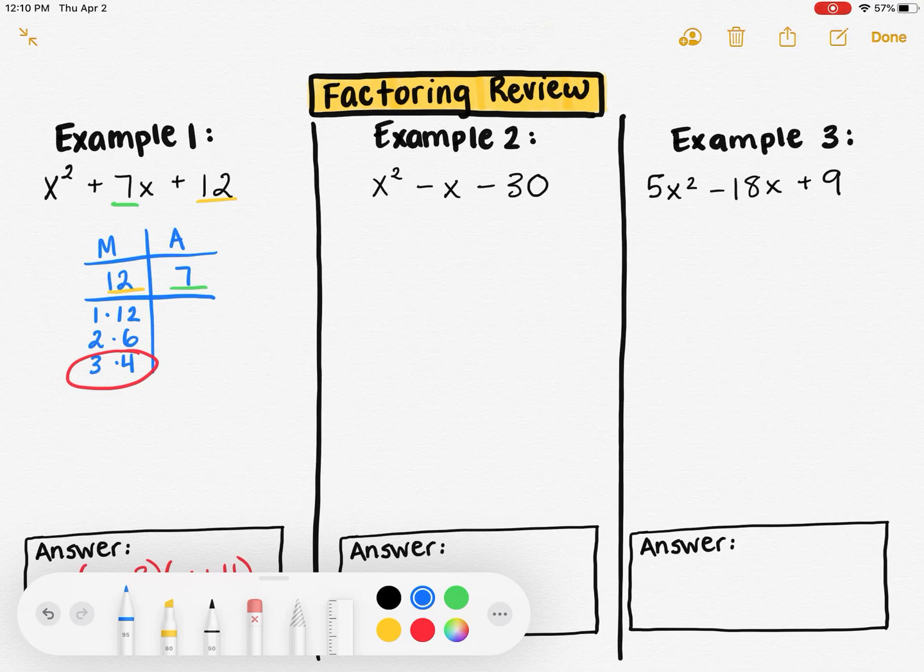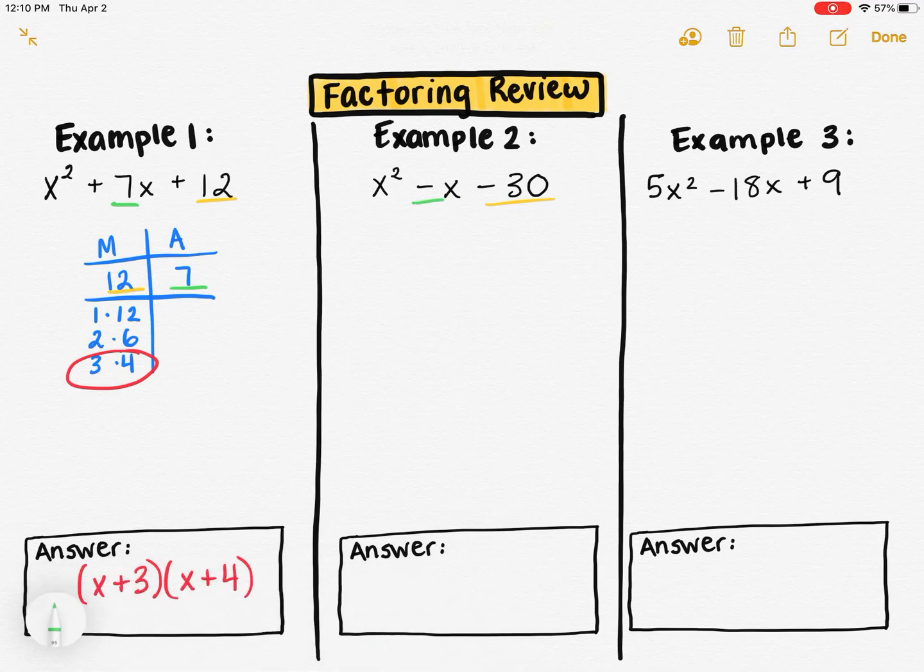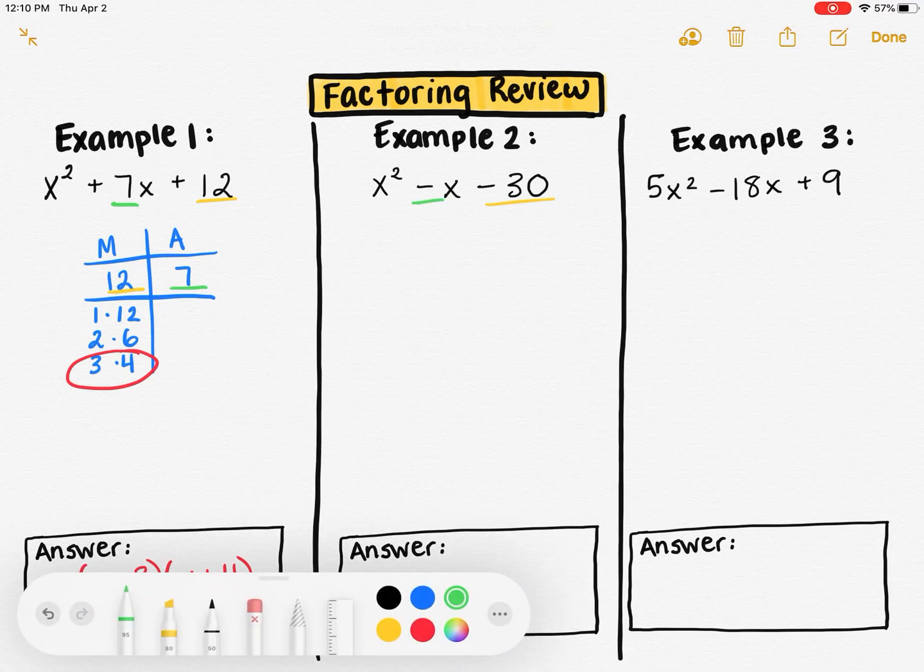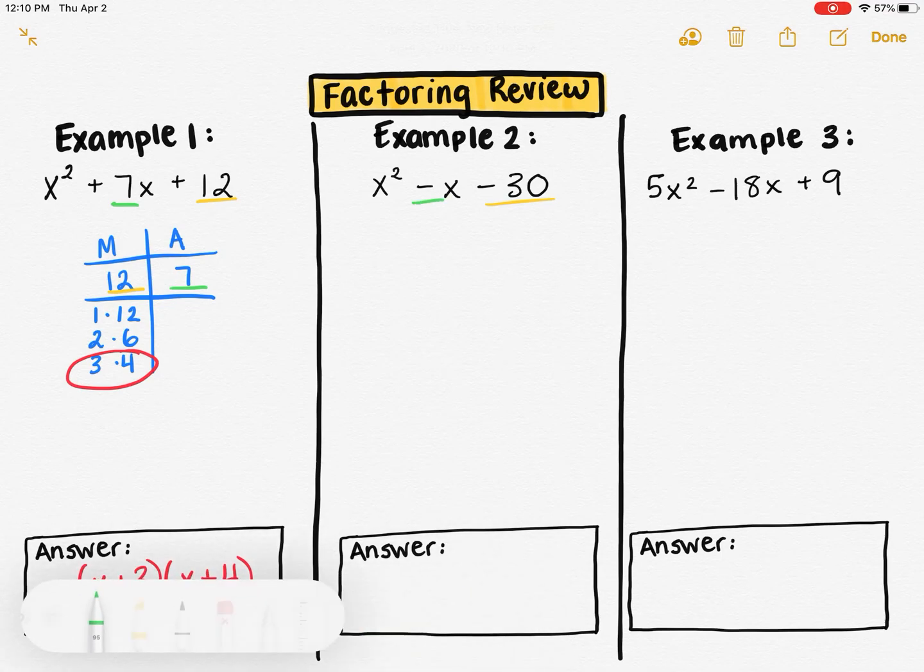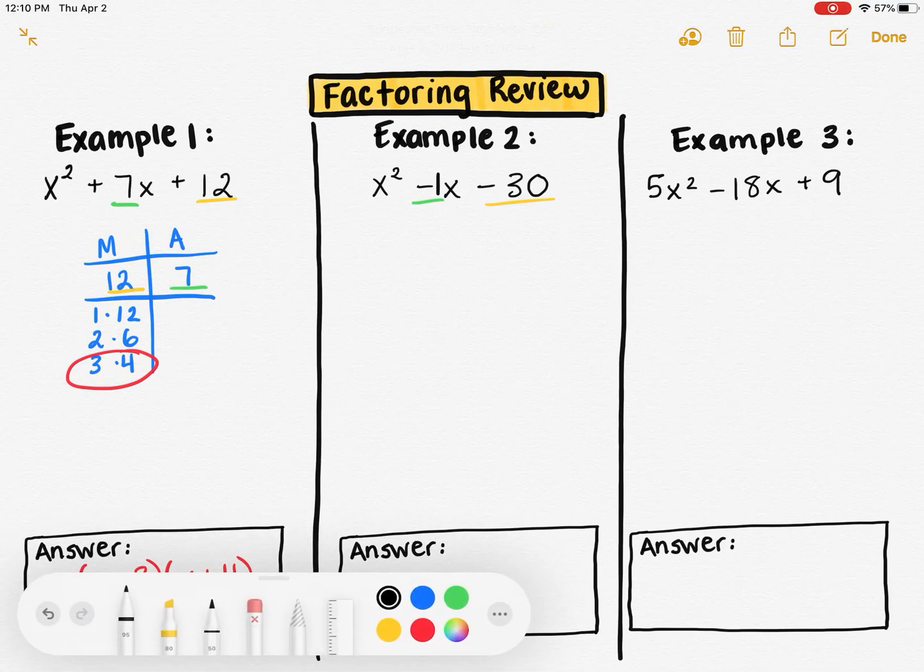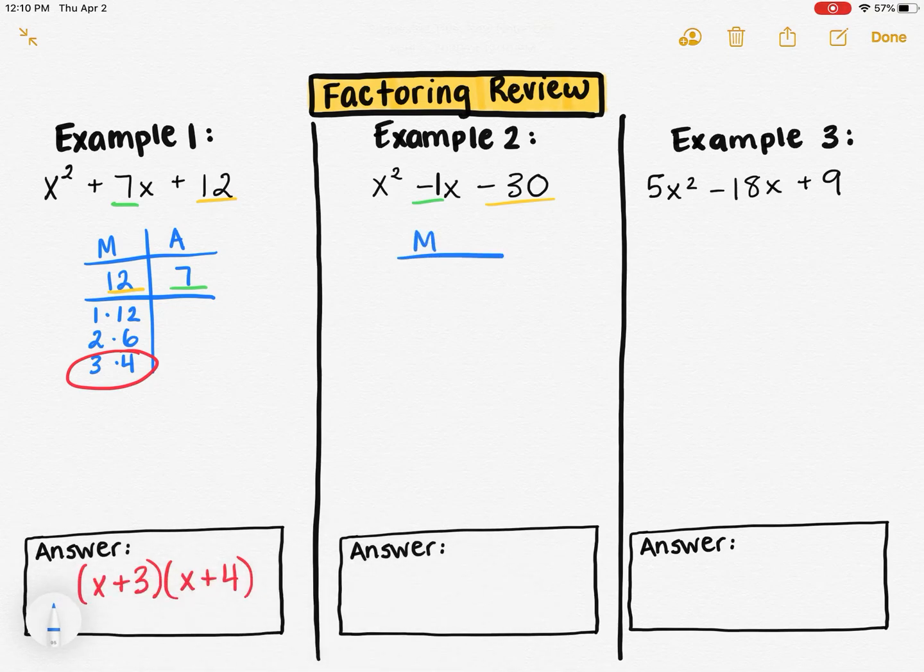So here we're going to add some negatives in. We have x squared minus x minus 30. So again, I'm looking for what multiplies to negative 30 and adds to, you might be wondering what this number is because it's just a negative sign. Of course, this is a negative 1 right here in front of x. So I'm looking for what multiplies to negative 30 and adds to negative 1. So I'm going to make my multiply and add chart again. So I need to multiply to negative 30 and add to negative 1.